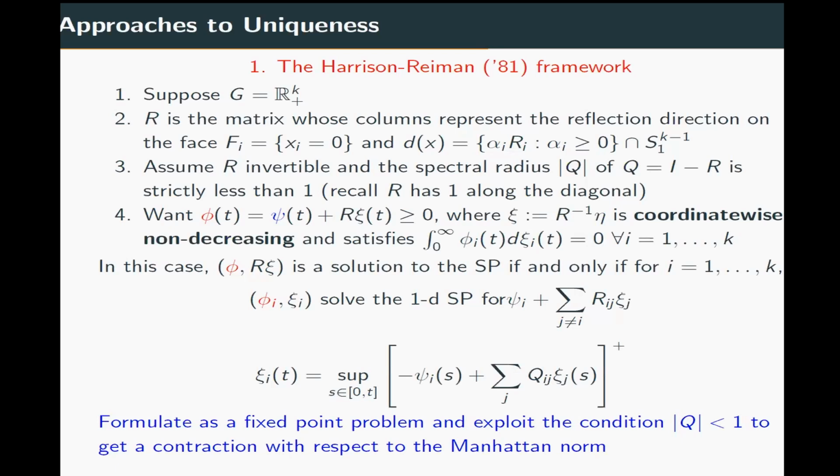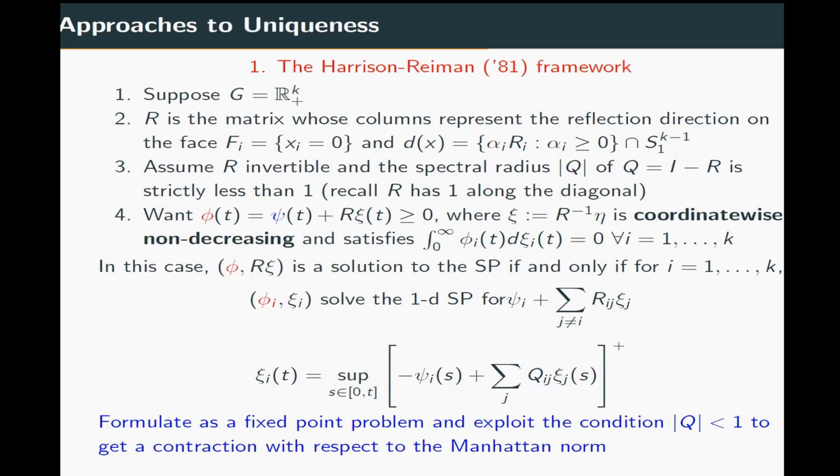because you know the gamma 0, the 1D Skorokhod map, explicitly, and you know that you have to have this being satisfied for all i equals 1 to k. This is a fixed point problem, and so you can solve it. And exactly this nice condition, if the spectral radius of Q is less than 1, you can do a similarity transform such that the row sums are less than 1, and then you have a nice contraction, and you're done.